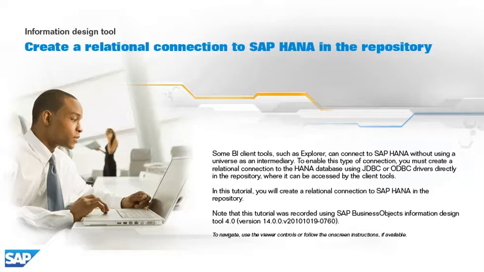Some BI client tools, such as Explorer, can connect to SAP HANA without using a universe as an intermediary. To enable this type of connection, you must create a relational connection to the HANA database using JDBC or ODBC drivers directly in the repository, where it can be accessed by the client tools. In this tutorial, you will create a relational connection to SAP HANA in the repository.